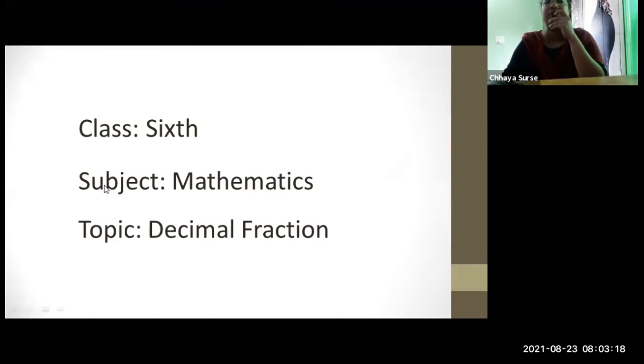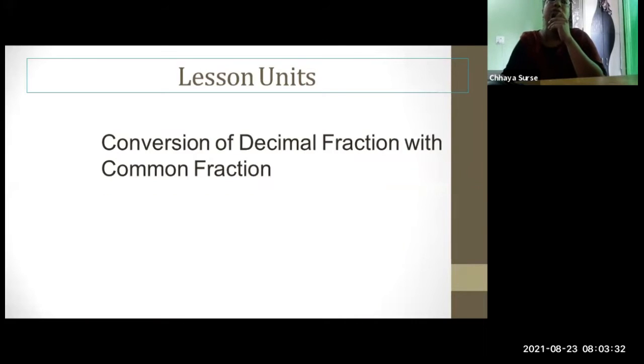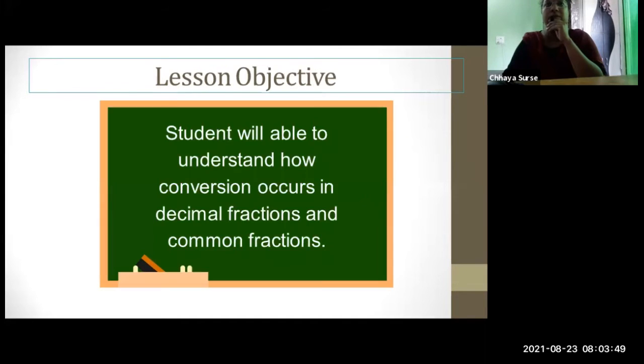About the decimal fraction. Last period we also learned about the different decimal fractions and the operations of addition and subtraction. So today we are learning about decimal fractions part 2. This is the conversion of decimal fractions into common fractions, and a common fraction can also be converted into a decimal fraction. Students will be able to understand how conversion occurs between decimal fractions and common fractions.